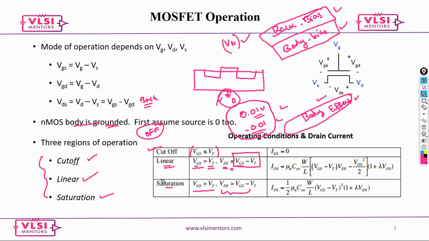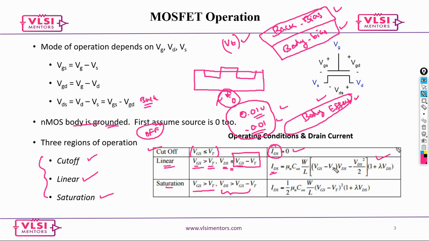Now the important thing for us here is something called IDS, the drain current, ID. Theoretically it is going to be zero, but it will not be zero in the ideal case. And the IDS in case of linear is expressed in the form of this equation.